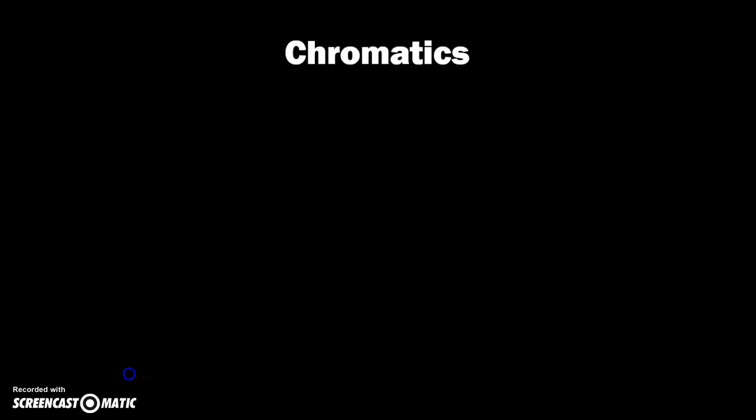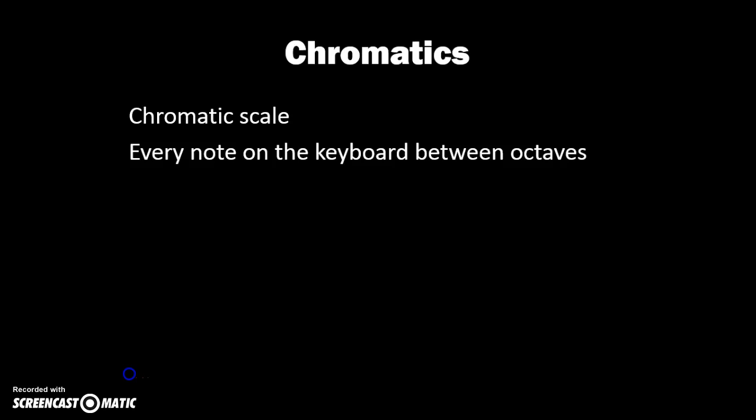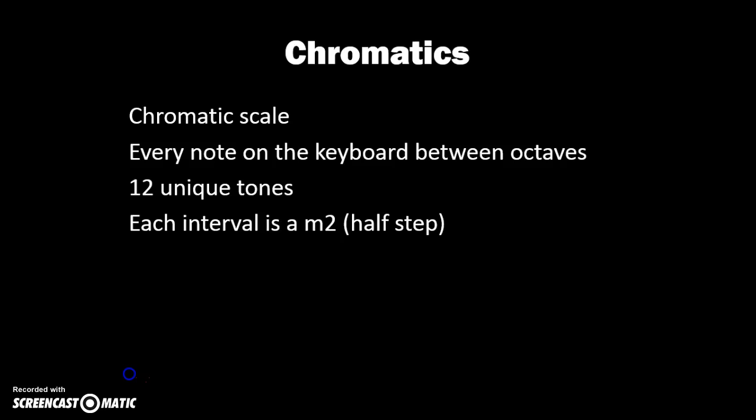This presentation is about chromatics and the chromatic scale as it relates to the piano keyboard. If you've ever seen or heard of the chromatic scale, you know that it is made up of all of the half steps, or every note on the keyboard in one octave. We know that in music there are 12 unique tones, or more specifically 12 unique pitches, and each one of those pitches is a half step or a minor second away from the one below it or above it.